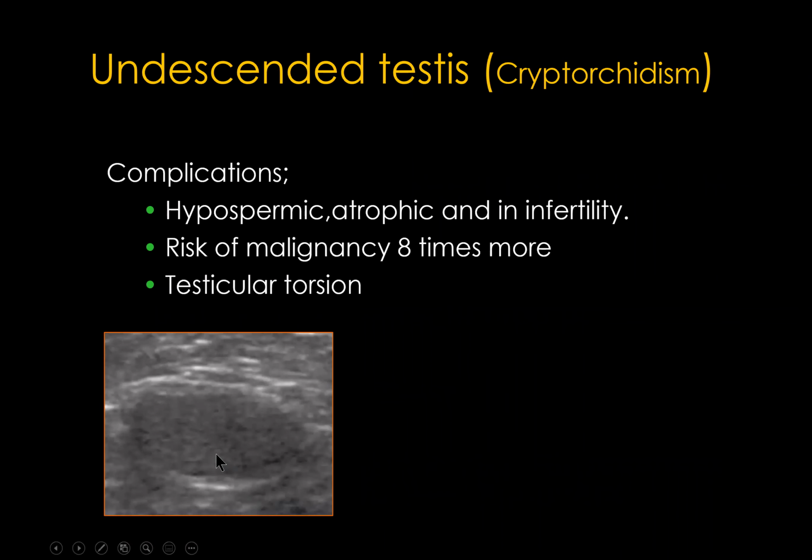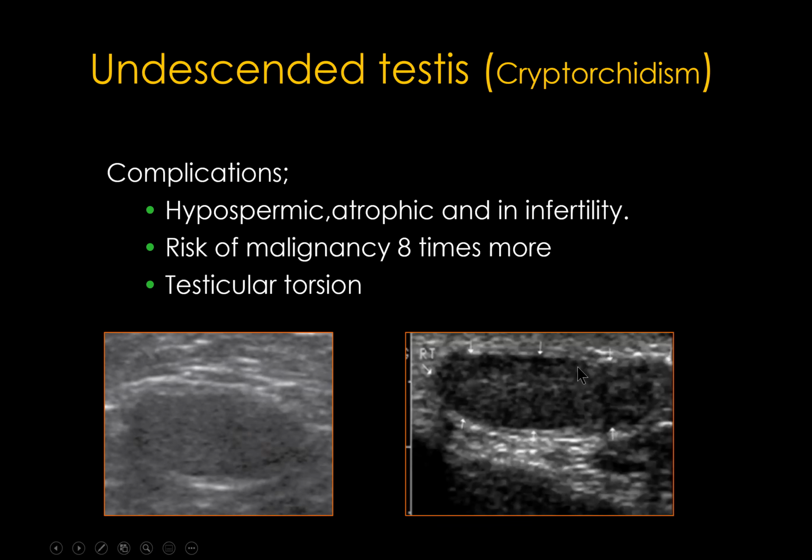This is an example of an undescended testis. On the left side, there is a small hypoechoic mass-like structure, but it gives you the appearance of the testis with testicular texture. It is seen next to the internal inguinal ring. Another example of an inguinal undescended testis is in a 3-year-old boy with a single palpable testis. Here, the testis is elongated and decreased in echogenicity when we compare it with the other side. It is hypoechoic.